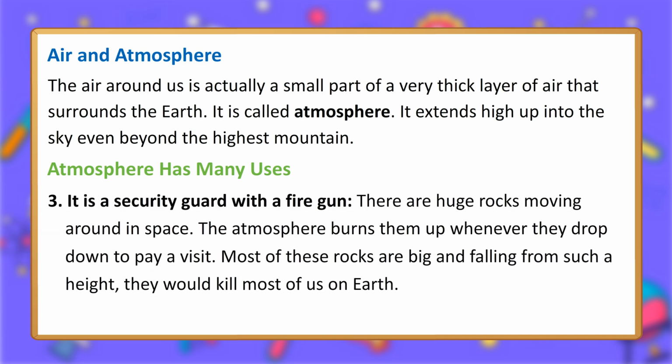3. It is a security guard with a fire gun. There are huge rocks moving around in space. The atmosphere burns them up whenever they drop down to pay a visit. Most of these rocks are big and, falling from such a height, they would kill most of us on Earth.